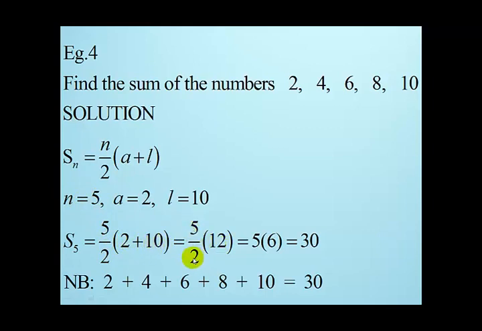Now 2 goes into 12 6 times, and that is how come we have 6 in the bracket. Don't forget you have 5 outside. So 5 times 6 will give us 30. So the sum of the terms 2, 4, 6, 8, 10, according to the formula, is 30. Now let's take note of this. When we say sum, it means that we are supposed to add the terms. So let's add 2 plus 4 plus 6 plus 8 plus 10 and see what we get. 2 plus 4 is 6 and 6 plus 6 is 12. 12 plus 8 is 20 and 20 plus 10 is 30.